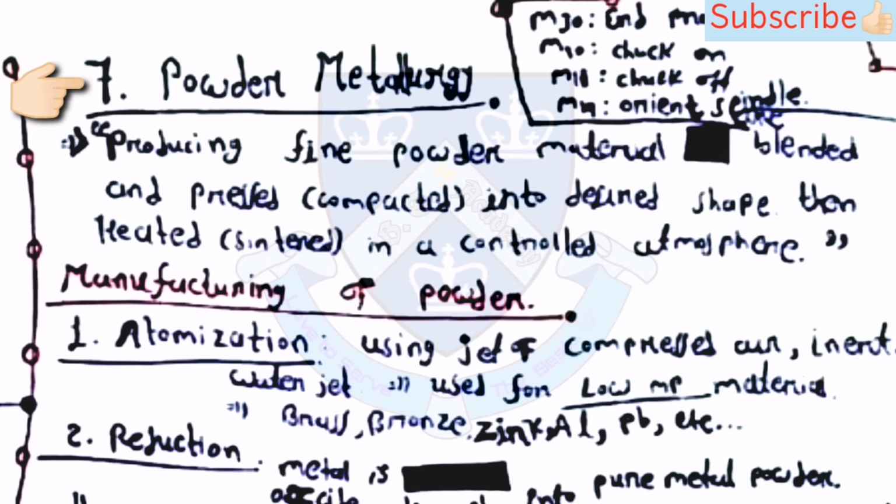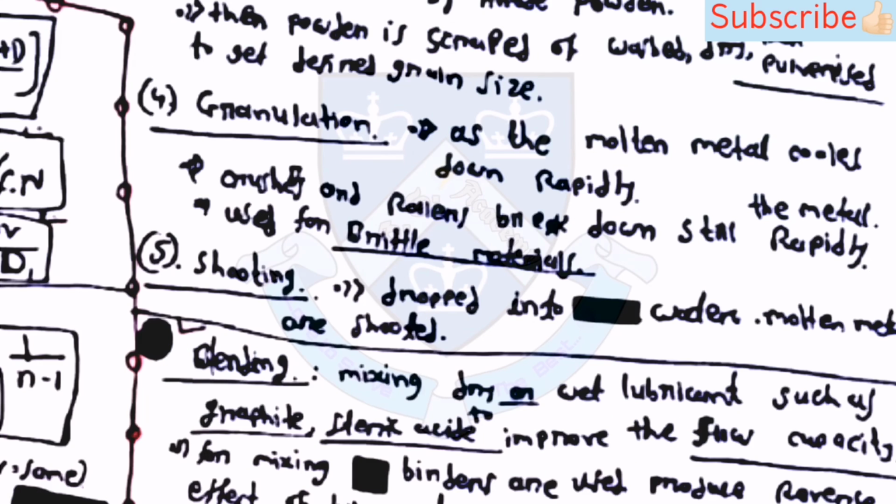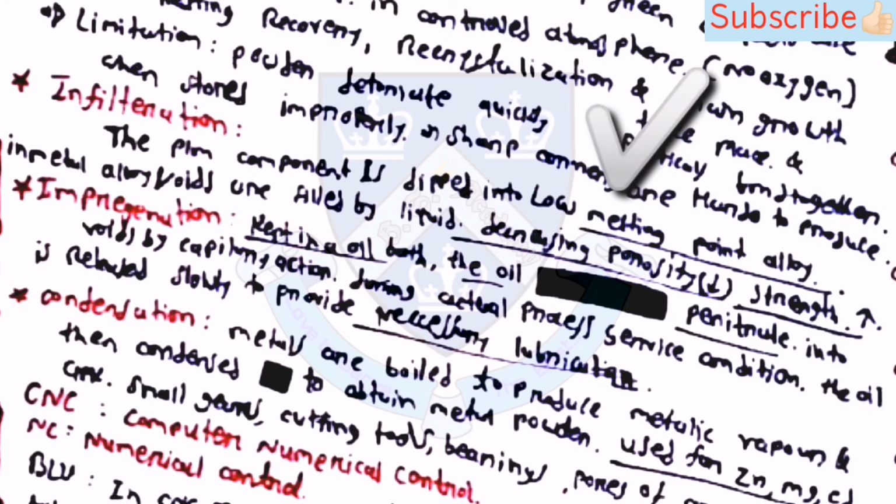Now the last one is powder metallurgy. It is the method of producing fine powder material, blended and pressed into the desired shape, then heated in a controlled atmosphere. In the manufacturing of powder, there are 5 steps. First one is atomization, then reduction, third one is electrolytic deposition, fourth one is granulation, and fifth one is sorting. Then 2 important terms are there, infiltration and impregnation.